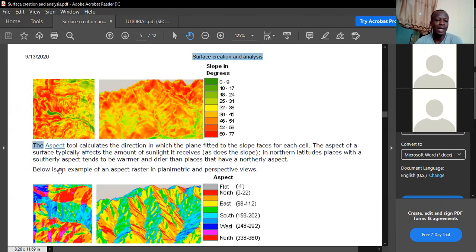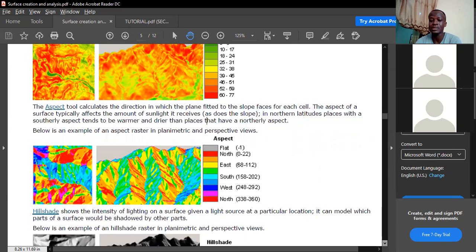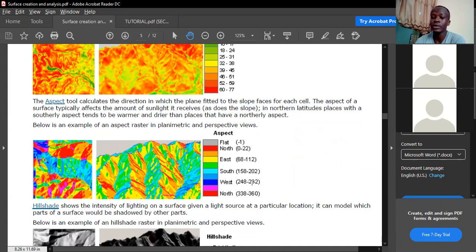All right. So the aspect calculates the direction. You can see that in this one, direction, every surveyor knows that is 0 to 360. So 360 is the north, and 0 is also the north, because we start from the north and come back to the north. East is going to be about 90, and west 270.